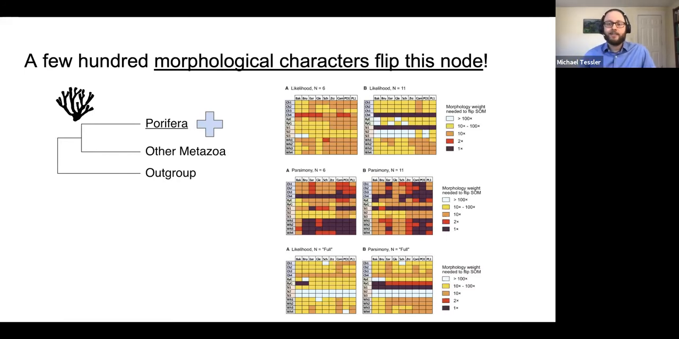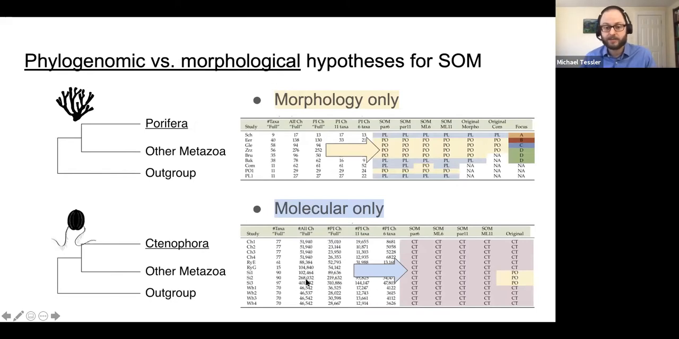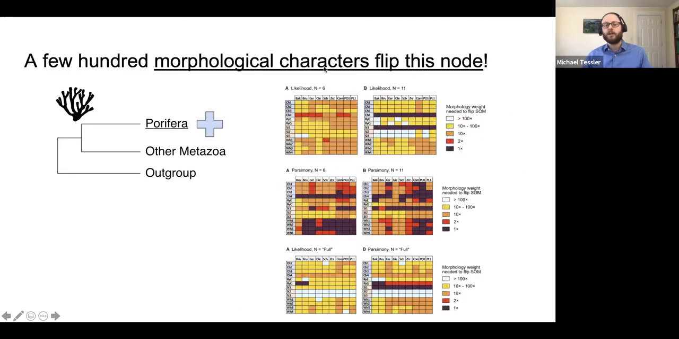What we find is that even a few hundred morphological characters, where the molecular data were hundreds of thousands of characters and these were dozens to a few hundred characters, incorporating them with often modest amounts of upweighting leads to a flip at this node to porifera rather than ctenophores. This scale is basically 1x is not weighted, 2x, 10x, 10 to 100, and greater than 100. So this is pretty heavy weighting.